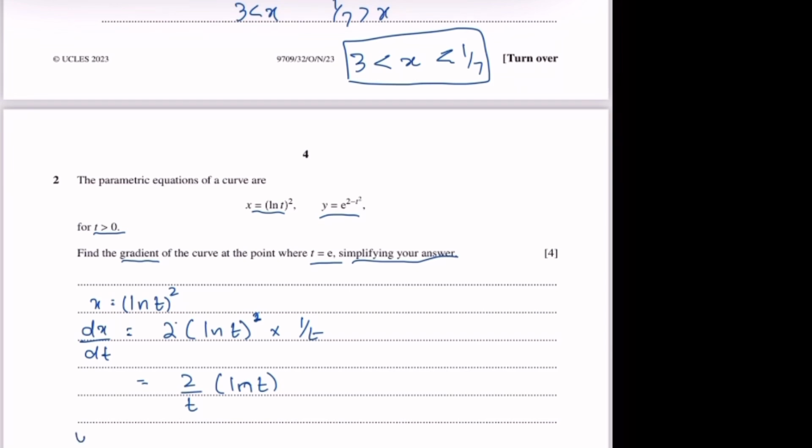And now y is equals to e raised to power 2 minus t squared. So dy upon dt will be equal to, this is the exponential, so this will remain same, that e raised to power 2 minus t squared, and it will be multiplied by the differential of 2 minus t squared. So the differential of 2 minus t squared is minus 2t. So we have over here minus 2t e raised to power 2 minus t squared.